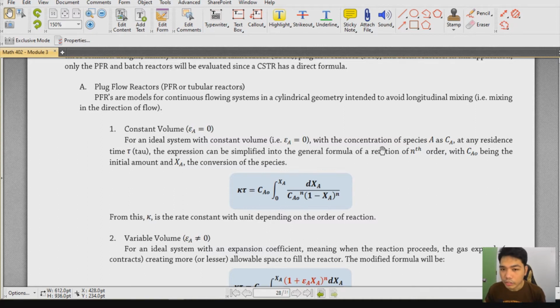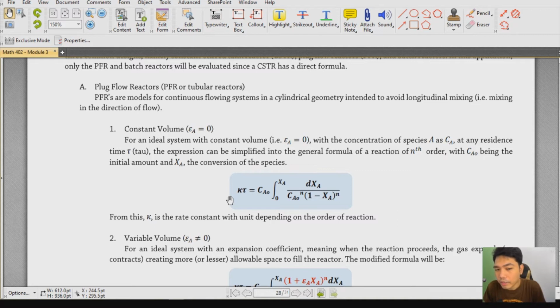So that's just the quotient of that kasi you have to express that in terms of molar or moles per liter. And then the conversion, that's X sub A. So whenever you have, let's say, a reaction that is converted to, let's say, 50%, so X sub A mo is 0.5. So yun lang naman yung concept ng ating PFR.